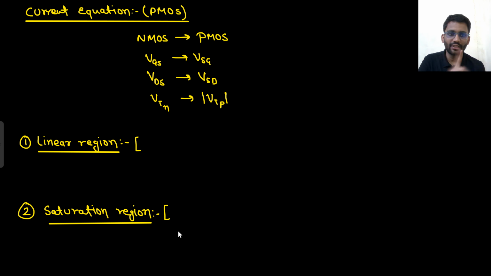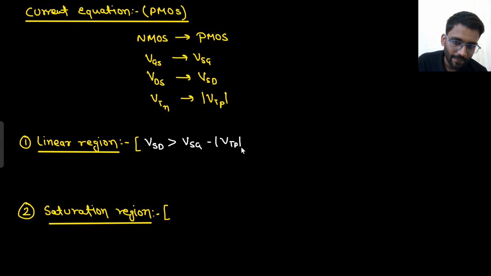So for the linear region, what is the condition? Without turning the pages, you have to write the condition. What is the condition for the linear region? VSD should be greater than VSG minus mod of VTP. By remembering the condition of NMOS, I can directly write the PMOS condition.